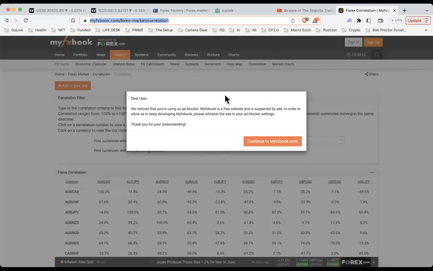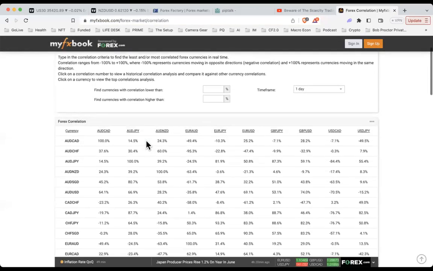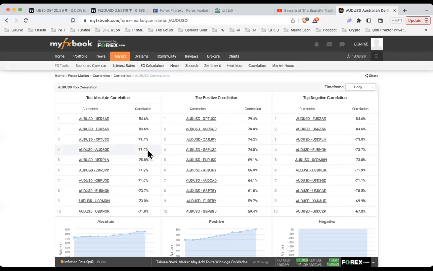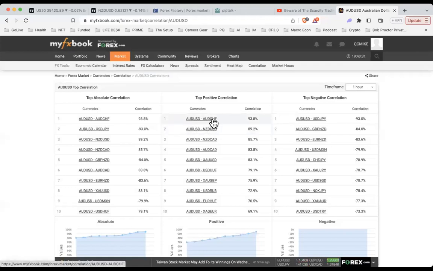If you're looking at this correlation website, right? And you're like, all right, cool. Here's AU, and here I just clicked on AUD/USD, right? And if I'm looking at this on, let's say, a 1 hour chart, then it's telling me the top correlated ones are AU and NU, AU and CHF. Cool. Negative ones are AU and USD/JPY.